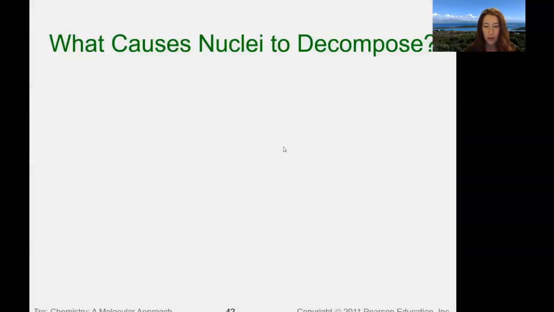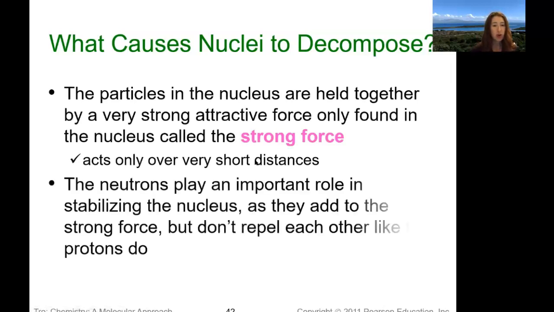Okay, so first of all, what causes the nuclei to decompose anyway? Well, there's this thing called a strong force, and the strong force is what holds the nucleus together. So it holds the pieces of the nucleus together, the pieces that are smaller than protons and neutrons, and it holds together proton-proton attractive forces, proton-neutron attractive forces, but there's also repulsive forces in there. So the strong force is a very strong attractive force. It only acts over a very short distance, the nucleus. And again, it binds that nucleus together.